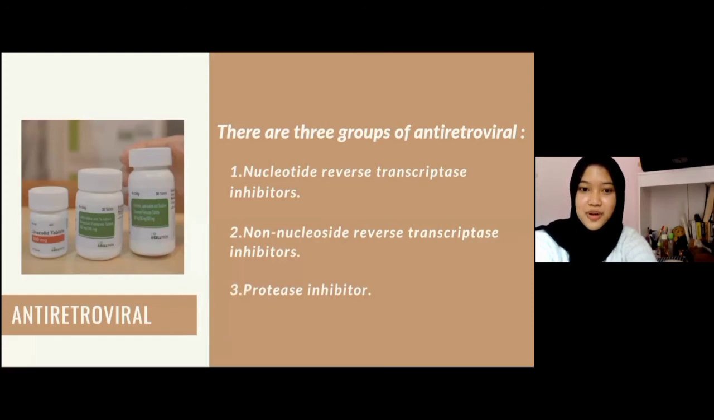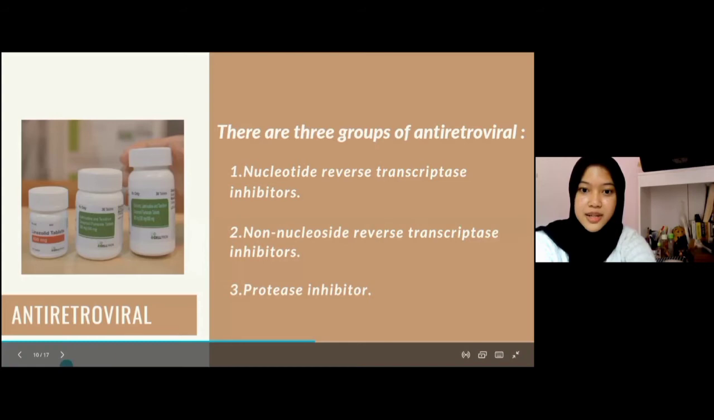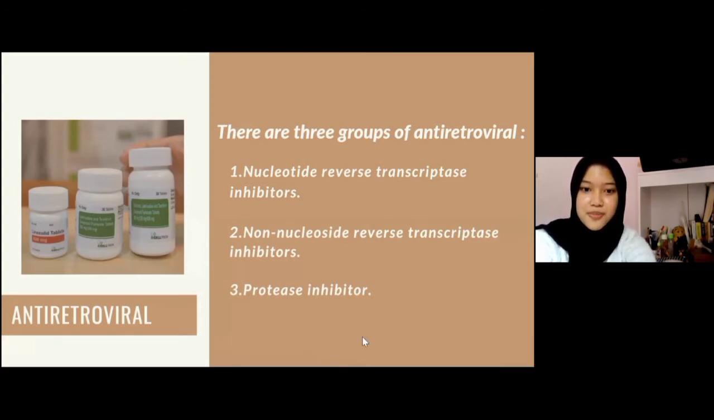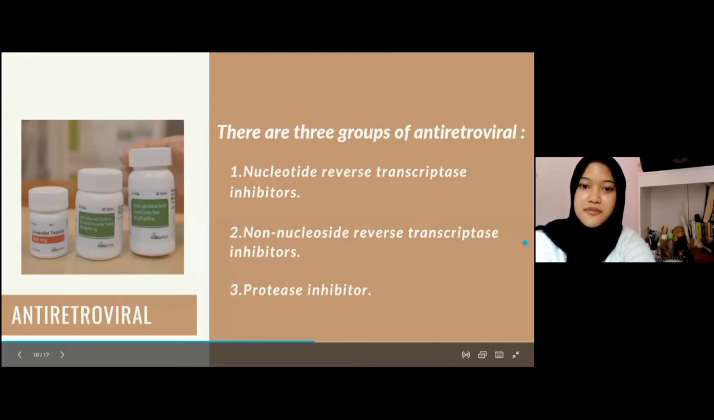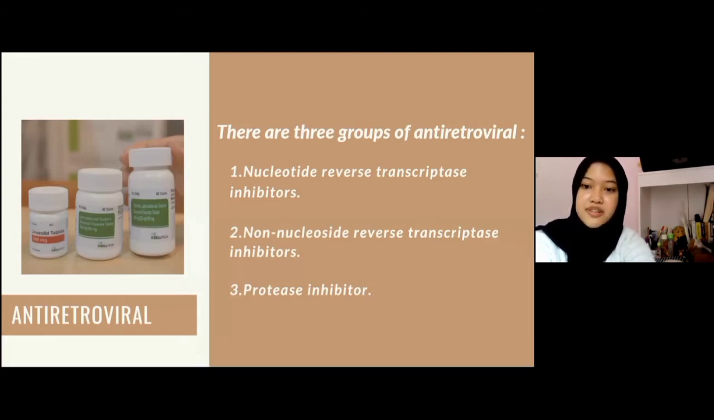There are 3 groups of antiretrovirals. The first is nucleoside reverse transcriptase inhibitors. This group of drugs inhibits reverse transcriptase by preventing the process that duplicates the genetic material of the virus. The second is non-nucleoside reverse transcriptase inhibitors. These drugs inhibit reverse transcriptase by preventing the process that duplicates the genetic material of the virus.